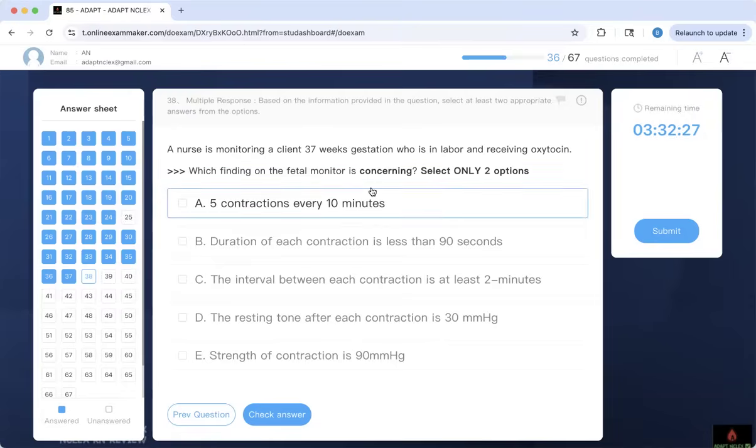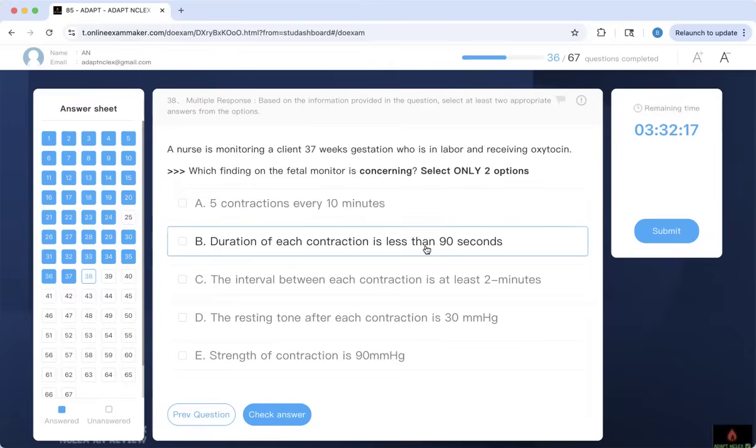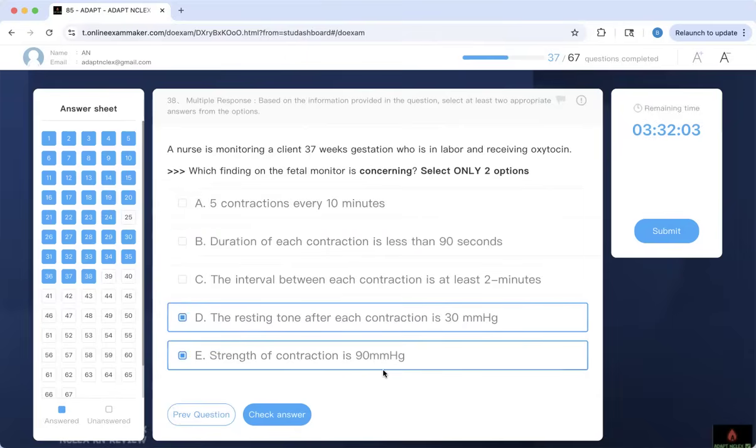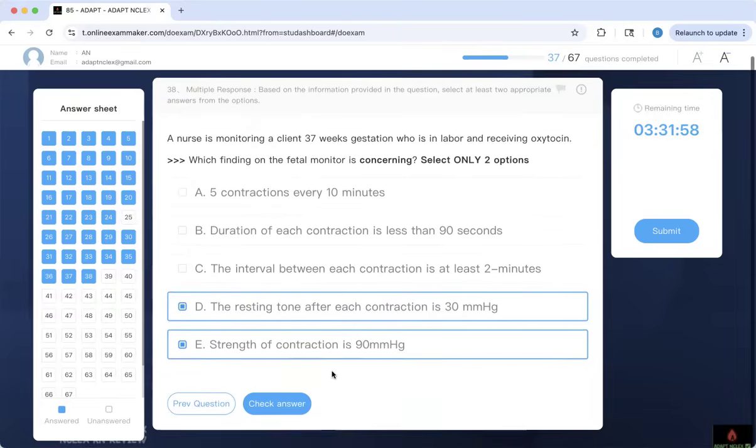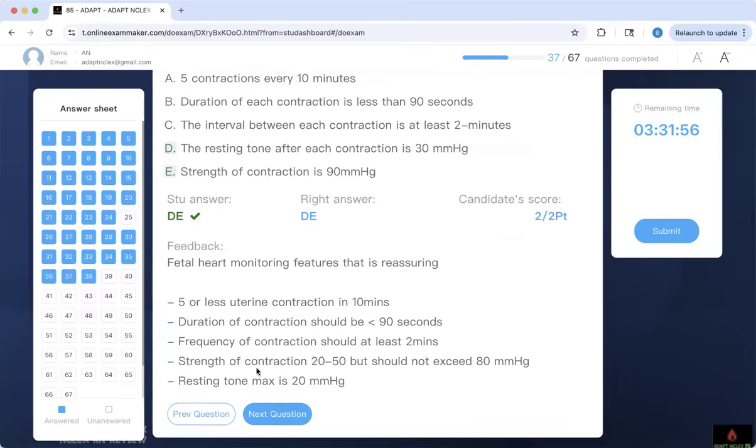Yes, 5 contractions in less than 10 minutes is good. The duration of each contraction should not be more than 90, so less is good. Interval, at least 2 minutes is good. Your resting tone should be 20. It shouldn't go past 20. And your strength of contraction should be 80. Therefore, these 2 are the concerning ones. Repeat this video section, write them down so that next time when you see them, you know. And those are the numbers. Take a picture of it and match to them.